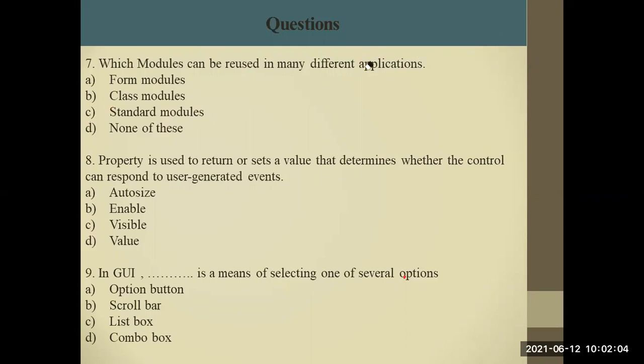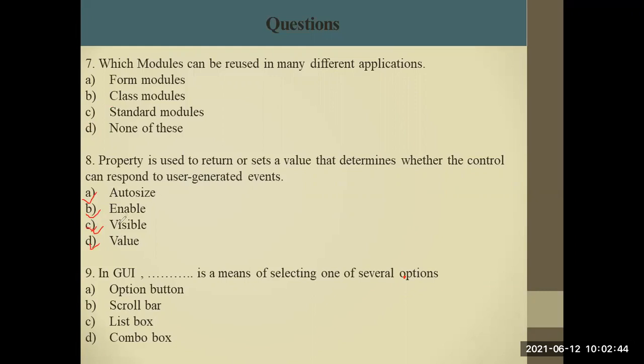Let's move to the next question, question number 8. The property is used to return or set a value to determine whether the control can respond to a user generated event. As we know, every control has certain properties. The question is which of these 4 properties: auto size, enable, visible, and value.